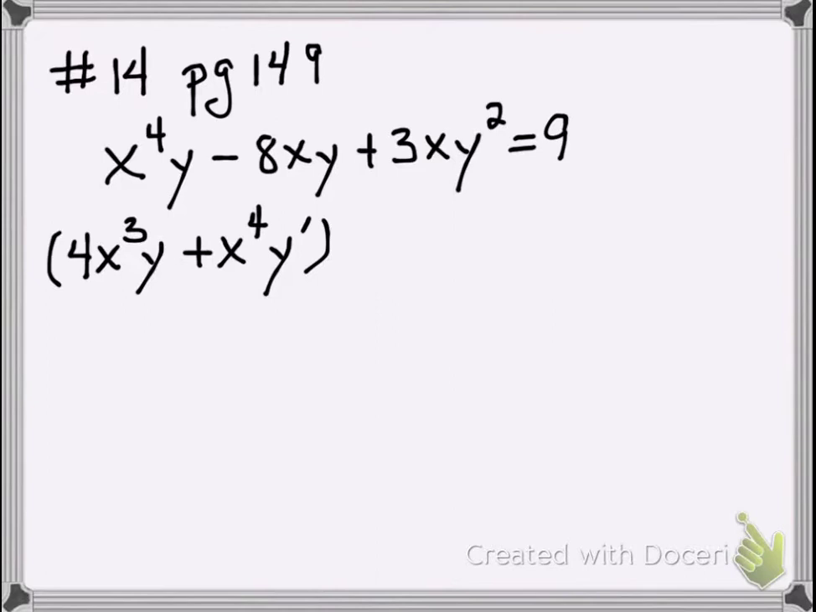So now for the second term, we're going to factor out the 8 first, and then we'll take the derivative of xy. We've done this before. The derivative of x is 1 times y, plus x times the derivative of y, which is y prime.